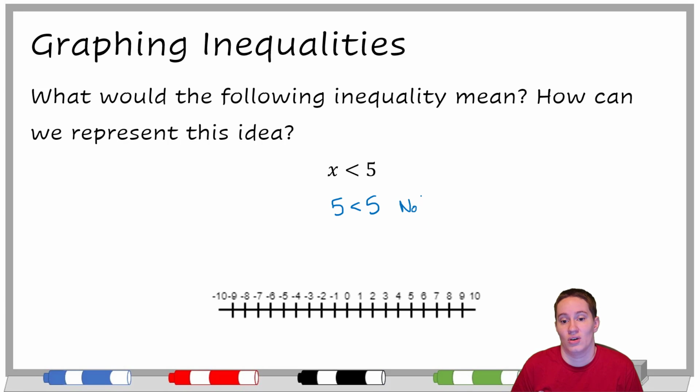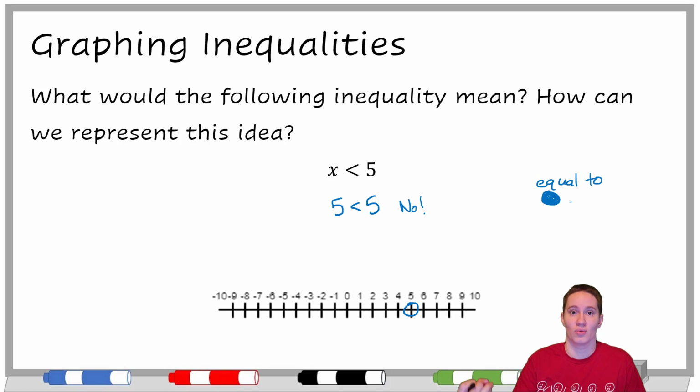No. Okay, so what we do to represent that on our number line is we make a circle at 5, but we leave it open. So this is an open circle at 5. Now, if it was equal to, what we do is we would color in our circle. So this would mean that we were equal to at whatever our point is, but the open circle means we're not equal to.